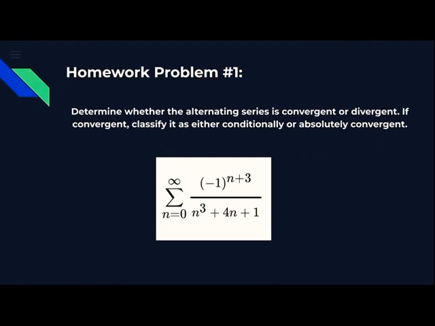And here is your homework problem number 1. Determine whether the alternating series is convergent or divergent. If it's convergent, classify it as either conditionally or absolutely convergent. That was the first example we did. And there in your white box is your alternating series.